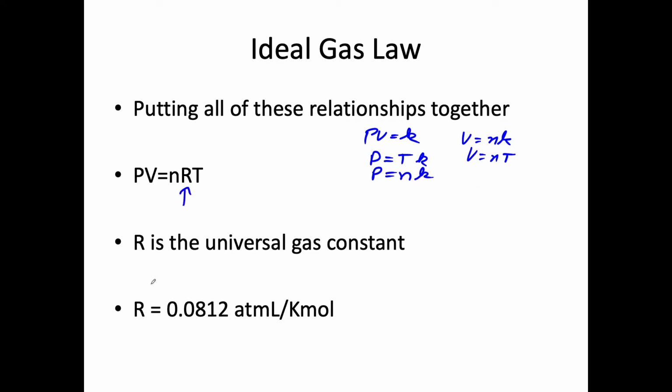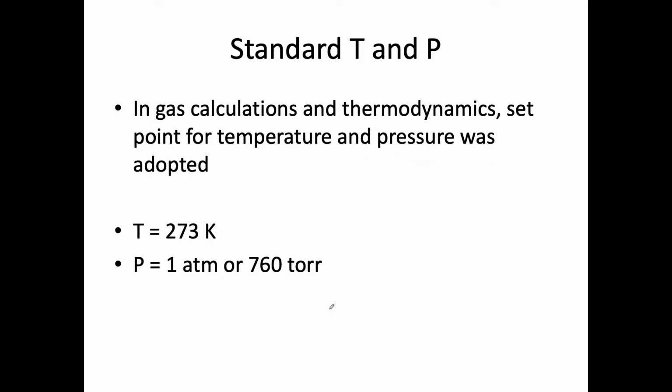R is going to be the universal gas constant, and that number is 0.0821, excuse me, I meant to, there we go, atmosphere times liter over Kelvin mole. So what we need to do with this ideal gas law, everything must be in atmosphere, liters, Kelvin, and mole for this to work. Now, this universal gas constant is going to be used also in thermodynamics. This is how universal it is. And so how did we get that number, the 0.0821?